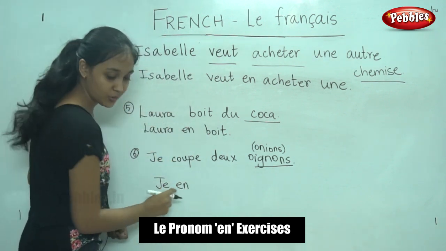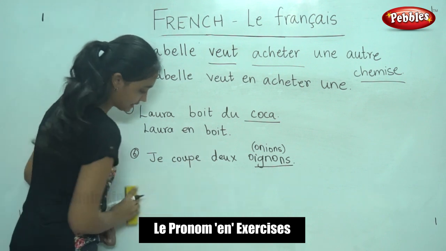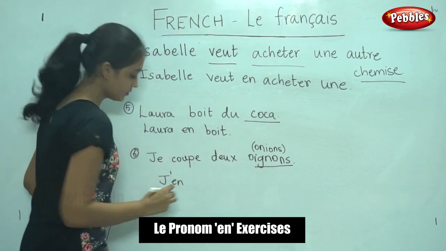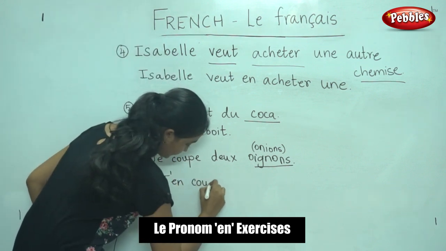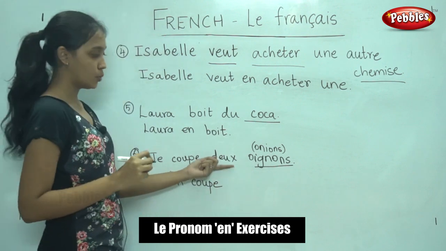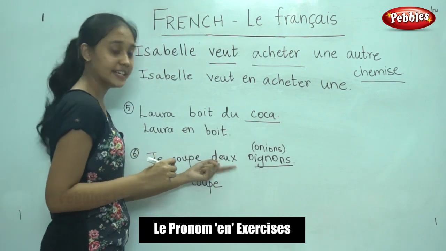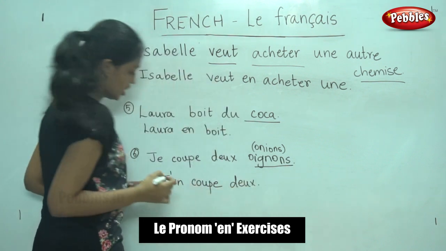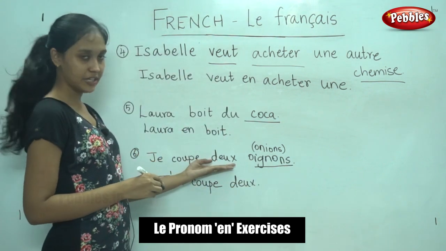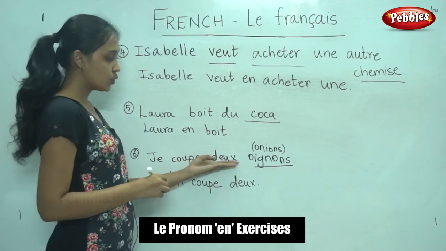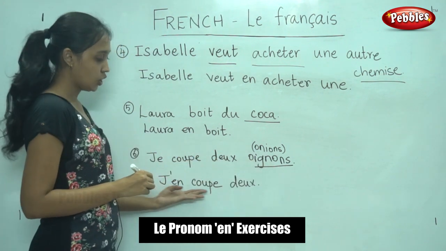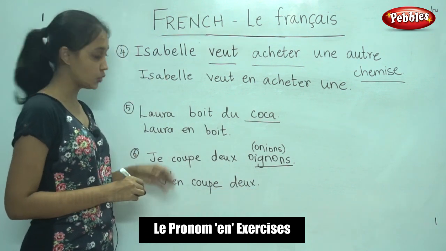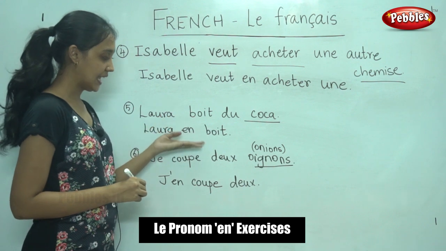Now there are 2 vowels here, so we would write this as Jean coupe. And now we need to write this word. When you have a number, it is written because it is definite. They tell you definite, two onions. So Jean coupe de. Okay, so I hope you have understood the use of the pronoun en.